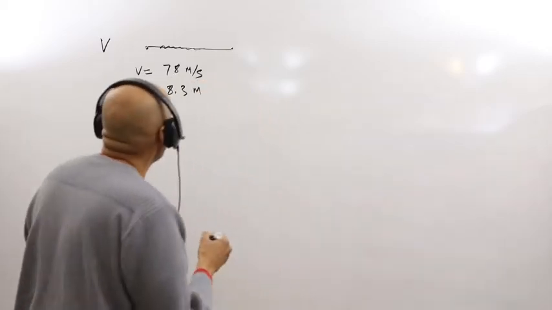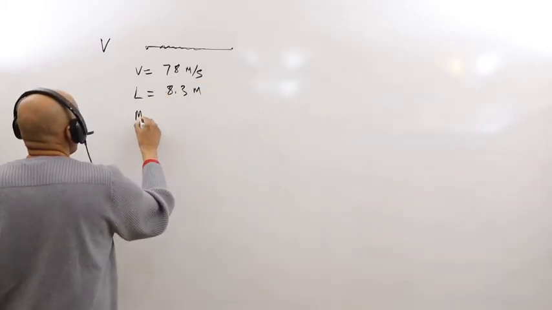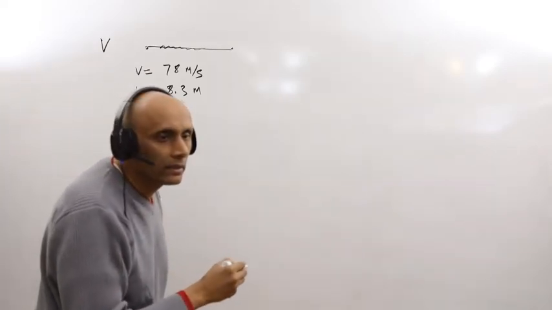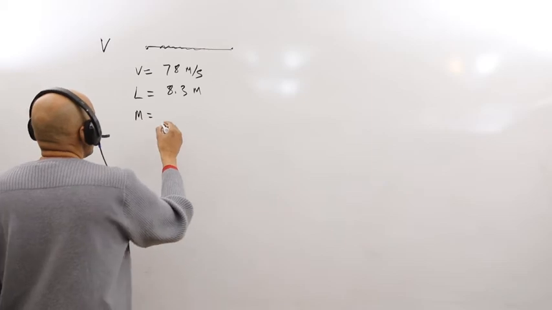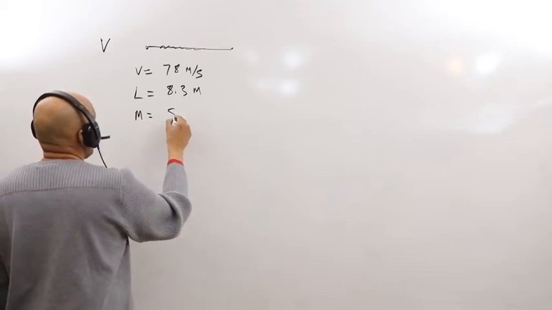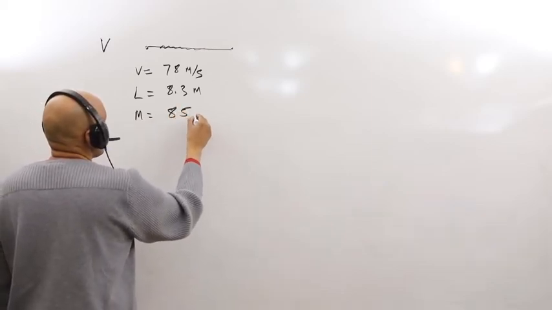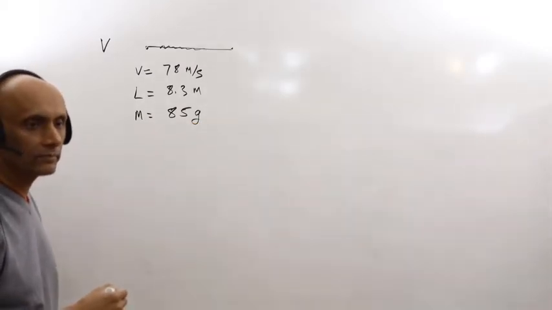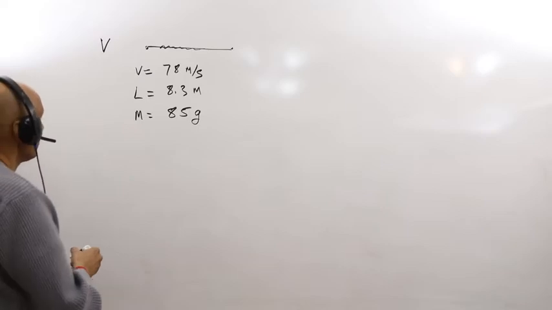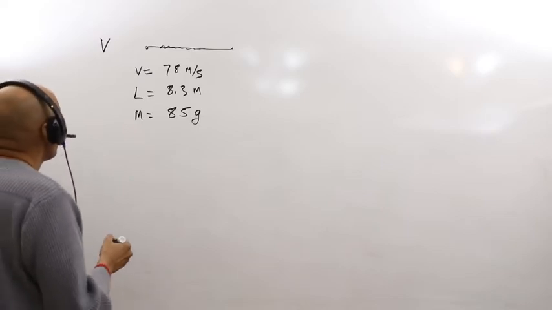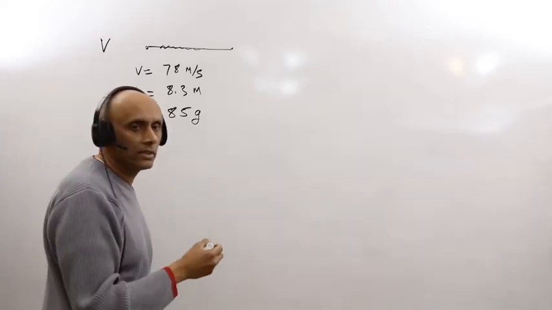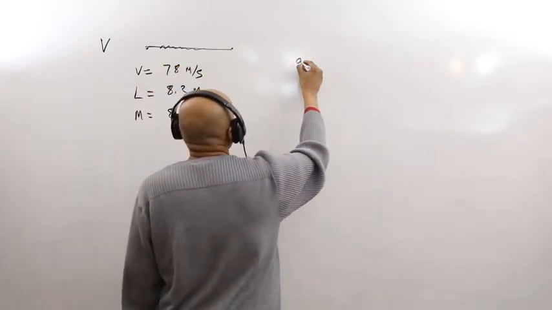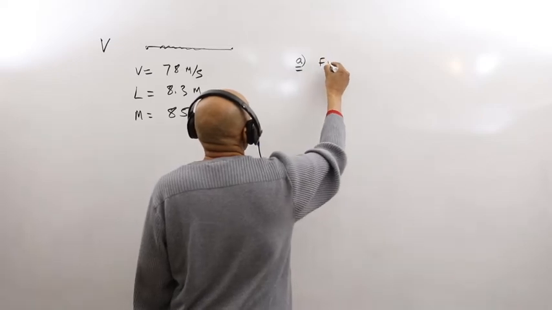And it's got a total mass m of string, let's make it 85 grams. Yeah, that's good, 85 grams. And the problem is we have to calculate the tension in the rope. So here's the tension in the rope. Find tension.